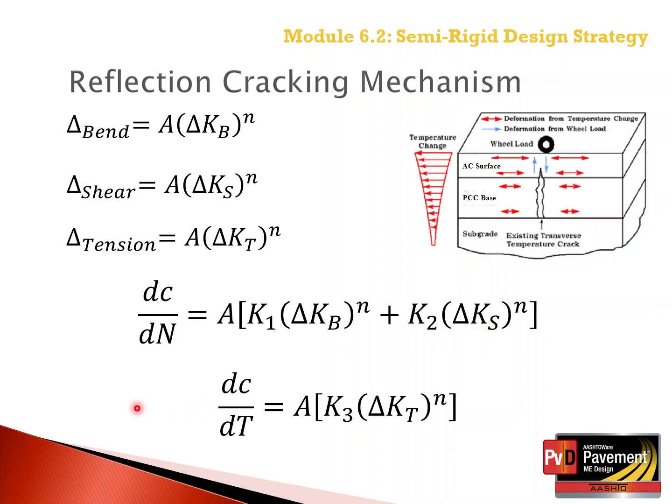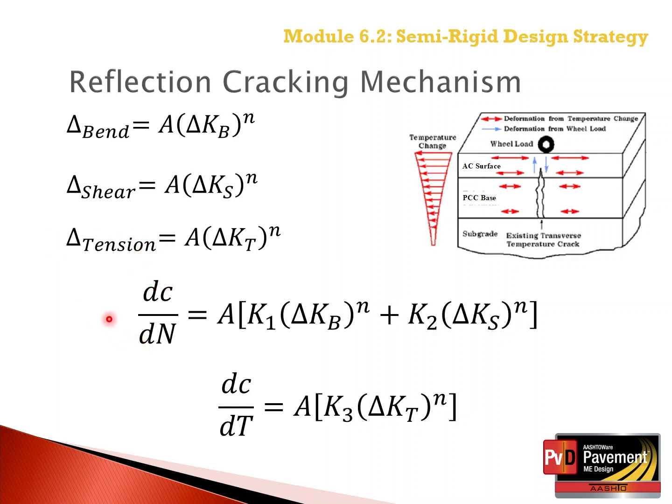And that mathematically is simply shown on this slide here. So it's three modes: a bending mode defined here as delta KB. That's the increase in the stress intensity factors as a result of bending. The delta shear, which is an increase in the stress intensity factors from the shear mode. And delta T tension, which is the increase in the stress intensity factors from thermal cycles or direct tension.